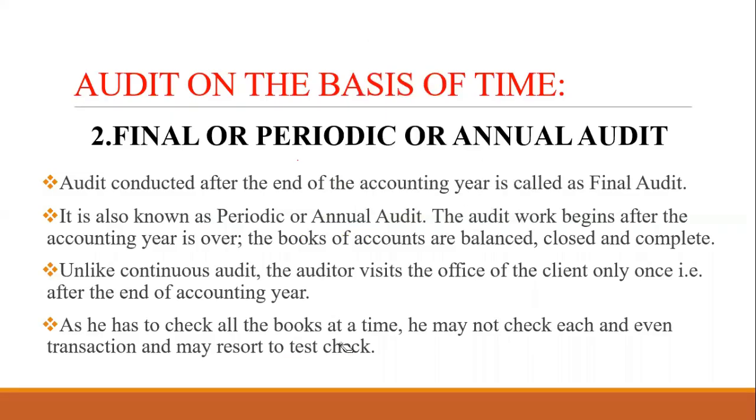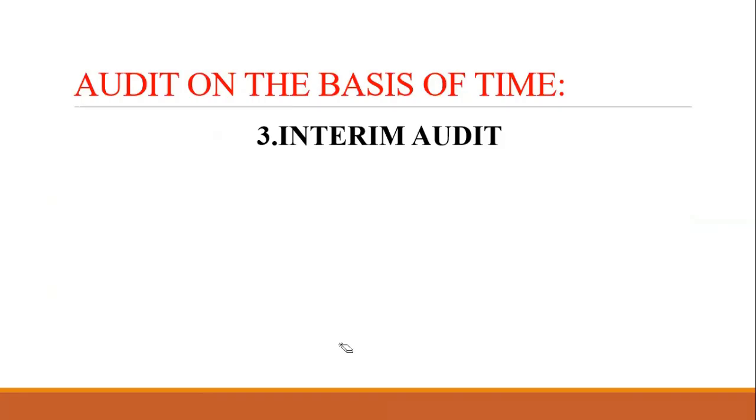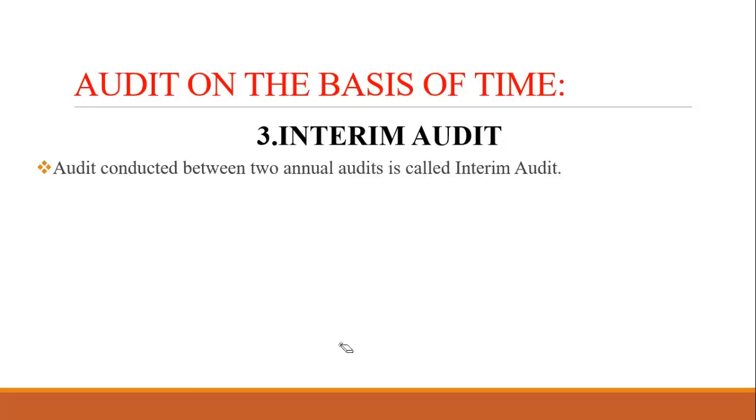Okay, that was the second type of audit based on time. First one was continuous audit. Second is periodic, that is only once in the year. Continuous is on a continuous basis. Third is interim audit. Interim means between two final audits you have an interim audit, a middle audit. Audit conducted between two annual audits is called interim audit. So if you have one audit in between two annual audits, it is called an interim audit.